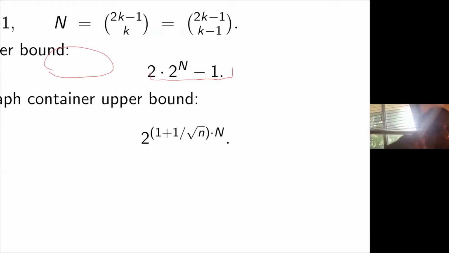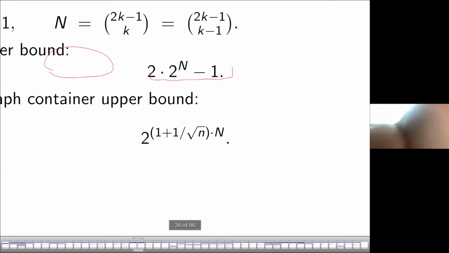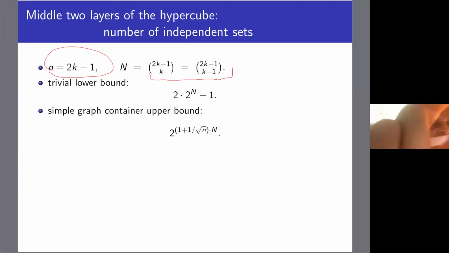Do you see this enlarged thing on your screen? Yes. I did not intend to do that. Is it normal now? Okay. Yeah. Sorry.